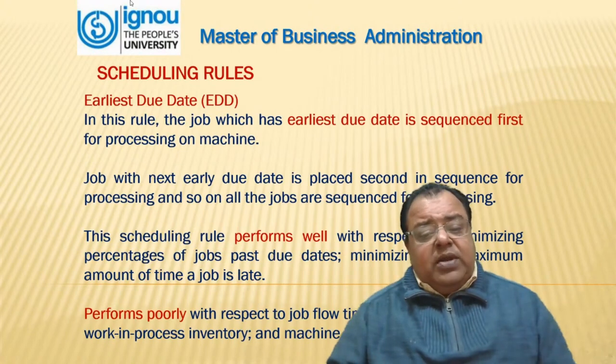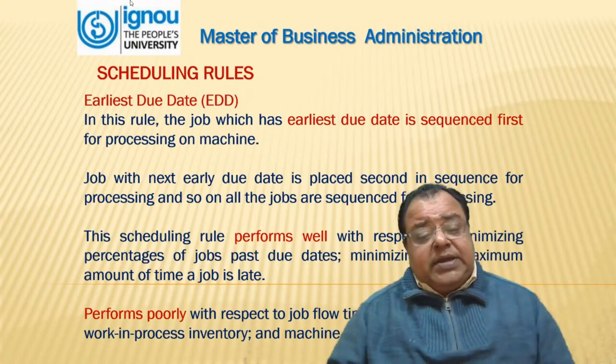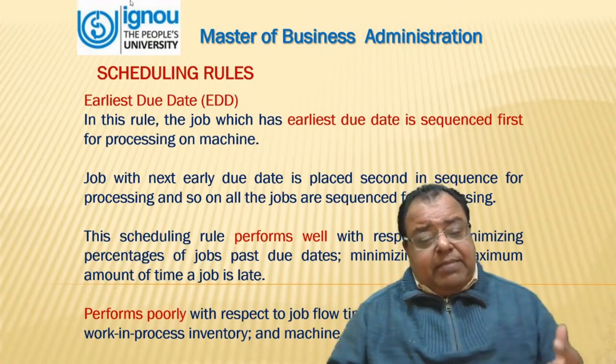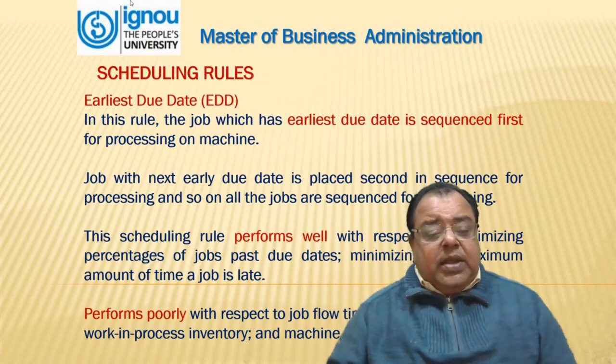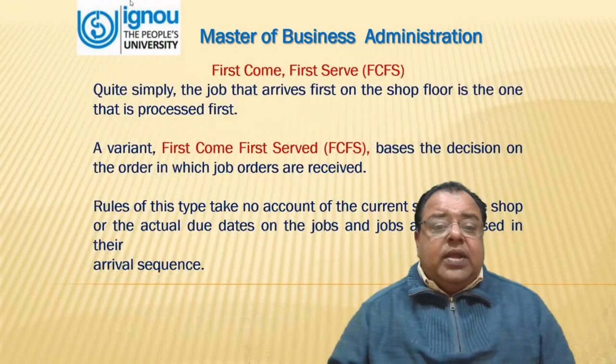This scheduling rule performs well with respect to minimizing the percentage of jobs past due dates and minimizing the maximum amount of time a job is late. It performs poorly with respect to job flow time, work in process inventory, and machine utilization.